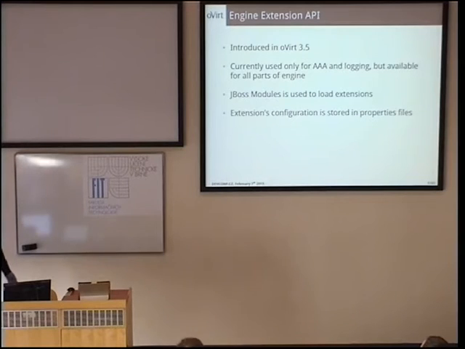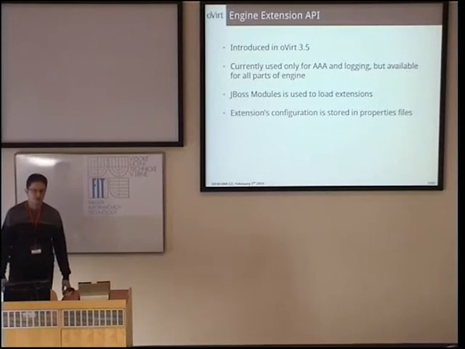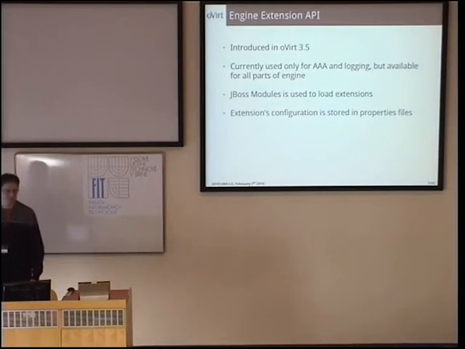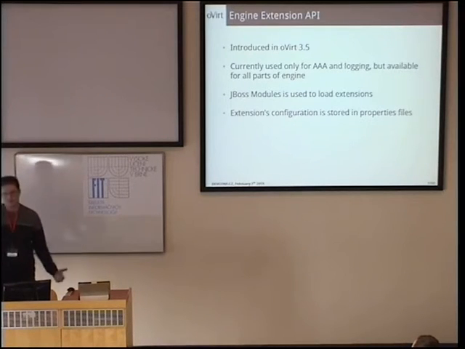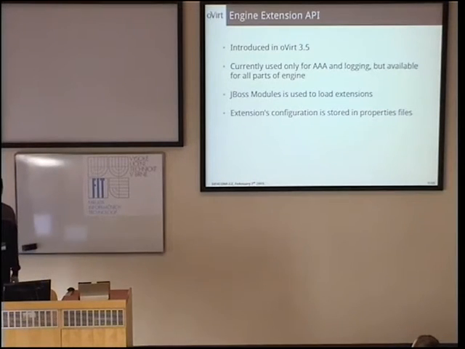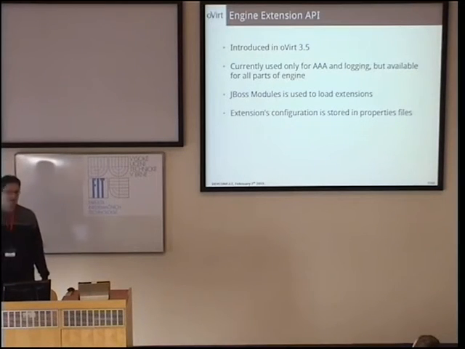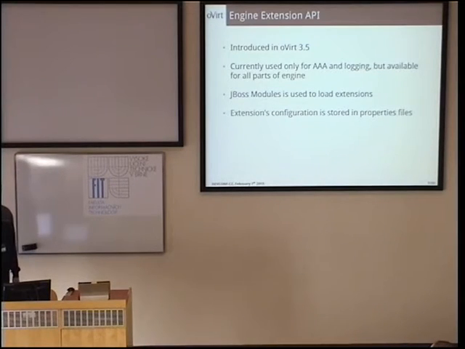So the oVirt extension API was introduced in oVirt 3.5. It came to the public, I think, in September last year, so it's pretty new. Currently the extension API is used only for AAA and logging, but in future releases we are doing some preparations for other parts of the engine to be refactored using extensions. Currently we are using JBoss modules to leverage extensions, and the extensions configuration is stored in property files.